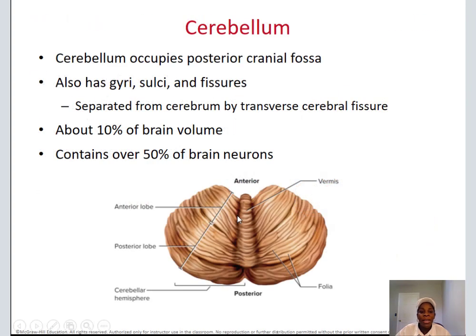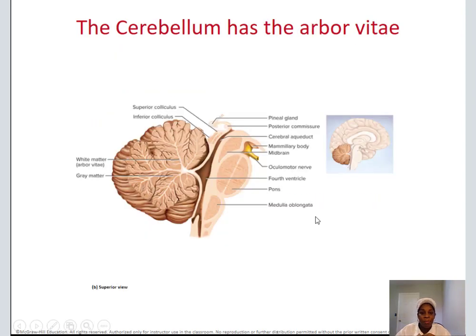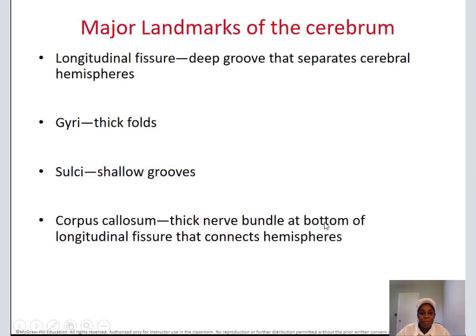What about the cerebellum? The cerebellum is the back part, the second biggest part, and it has 50% of the neurons. It also has gyri, sulci, and fissures. The cerebellum has peduncles, because we talk about little feet connecting the two parts of the brain. Inferior peduncle, middle peduncle, superior. It's like the peduncle connecting the two parts of the brain. It also has the arbor vitae.